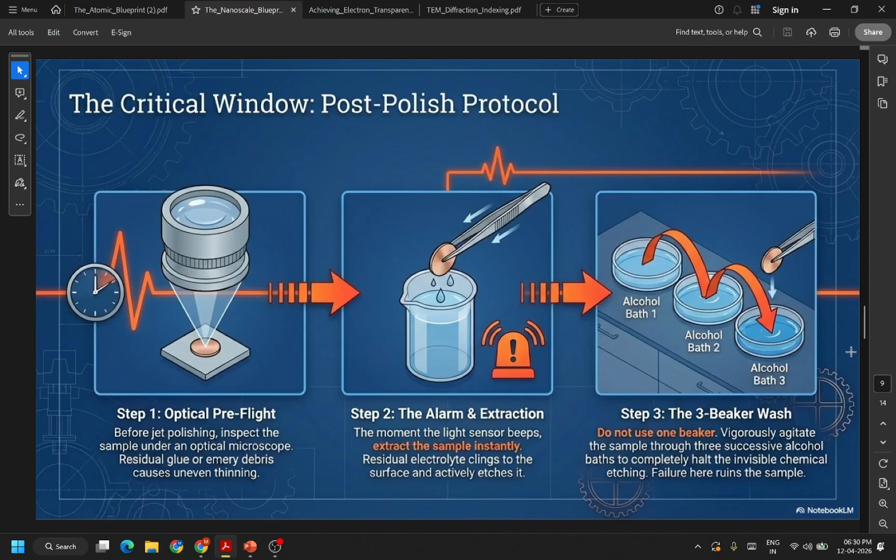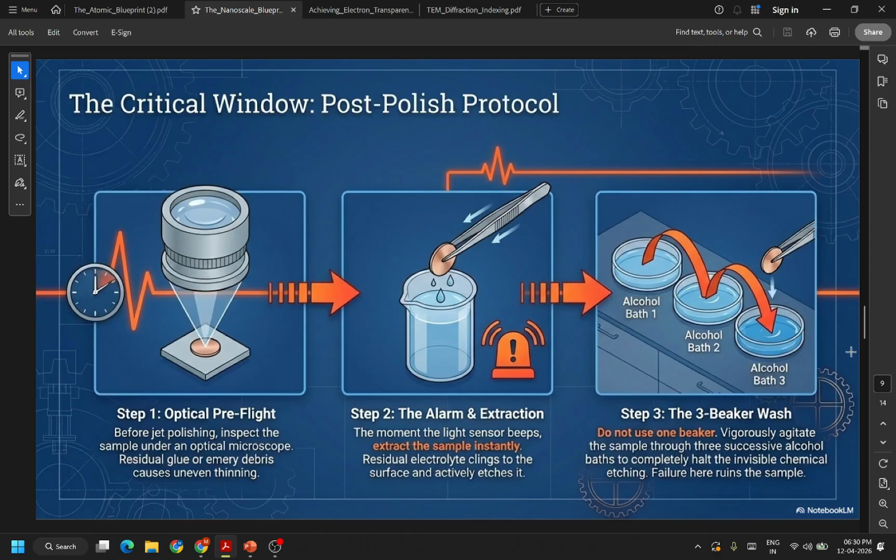So the critical window for post polish protocol. Before polishing, inspect the sample under an optical microscope. Residual glue or emery debris can cause uneven thinning, so you have to first clean it. The moment the light sensor beeps, you have to extract the sample instantly and clean it, because the residual electrolyte will cling to the surface and actively continue etching it.